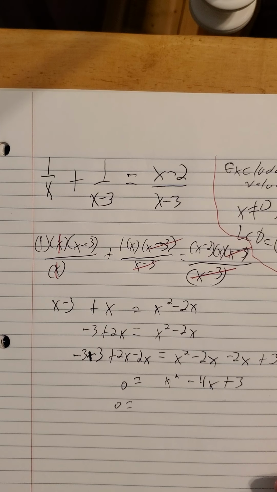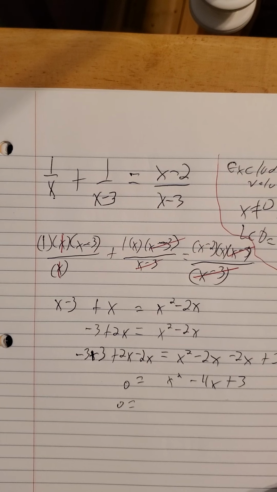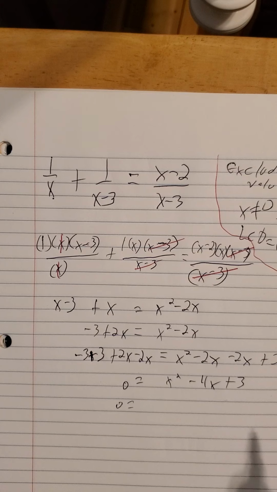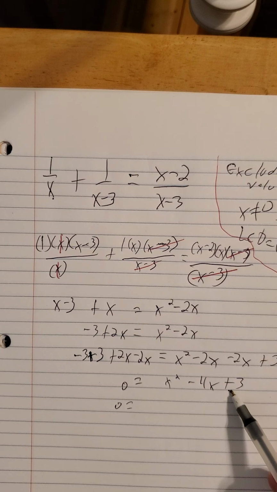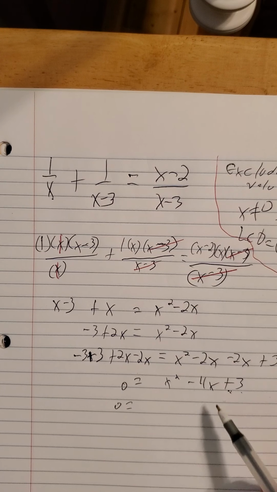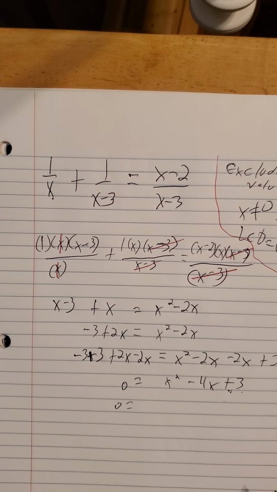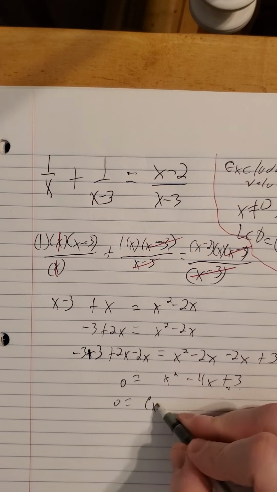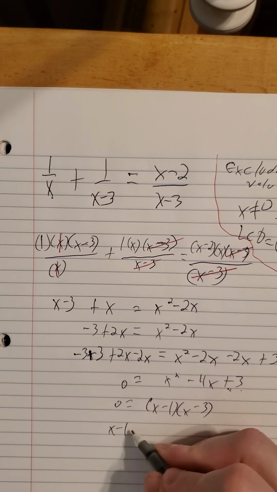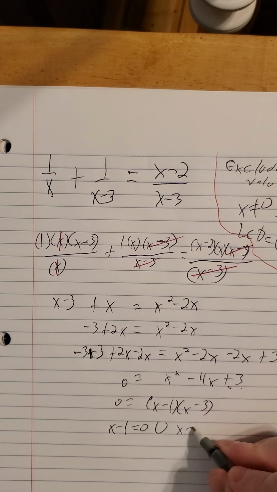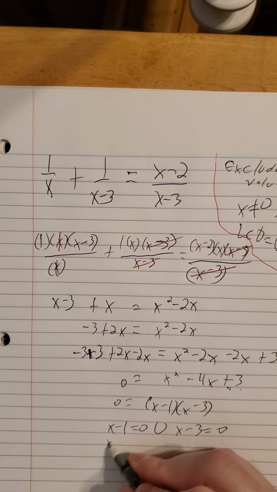And now we know a few different ways to do this. The fastest way is factoring. So if it's factorable, we're looking for two integers that will multiply out to positive 3 and add to negative 4. And sure enough, negative 1, negative 3 will do the job nicely. x minus 1 times x minus 3. So we set each factor equal to 0, union in the middle, and solve each one.